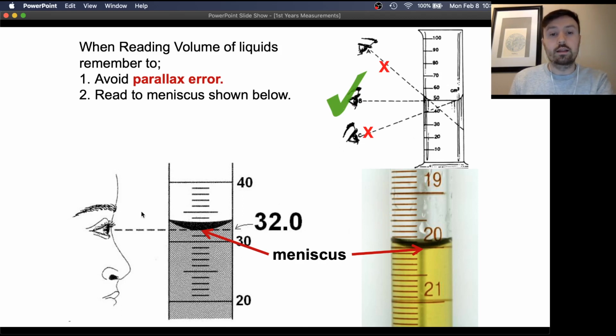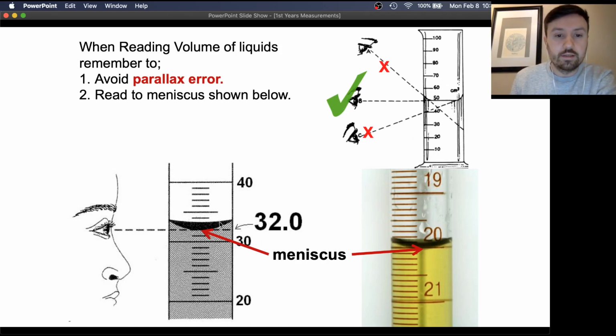Also, I think this is even more important, when you are measuring with a graduated cylinder, you might see something like this. Notice how this kind of dips down below. This is called the meniscus, right? And when you're measuring with a graduated cylinder, you always measure from the bottom of the meniscus, okay? Not from the top.